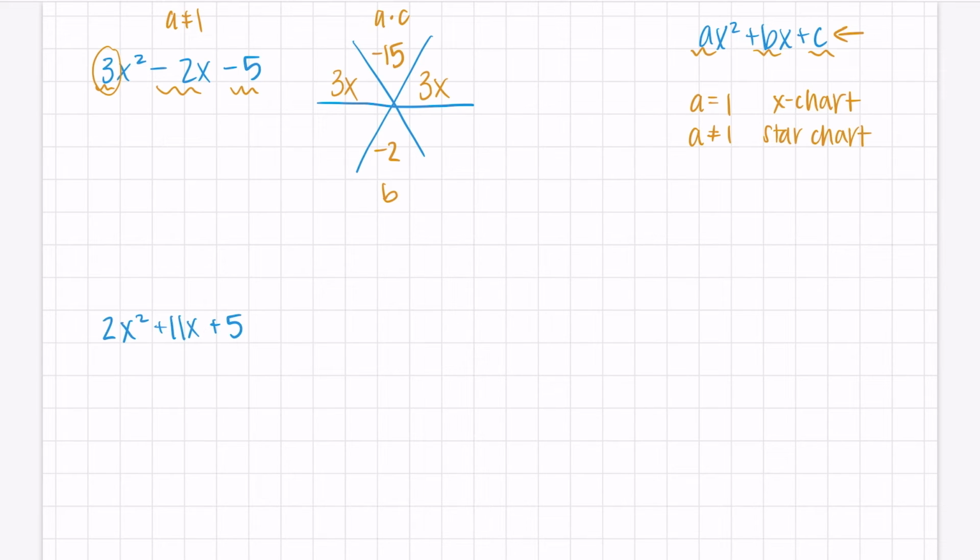And next, similar to the x chart, I'm going to find two numbers that multiply to negative 15 and add to negative 2. Those two numbers are negative 5 and 3. Next step is we are going to consider these two fractions, and we are going to simplify them if possible. 3x over negative 5 doesn't simplify, but 3x over 3 simplifies to x over 1. So these become my factors. So my answer is 3x minus 5 times x plus 1.